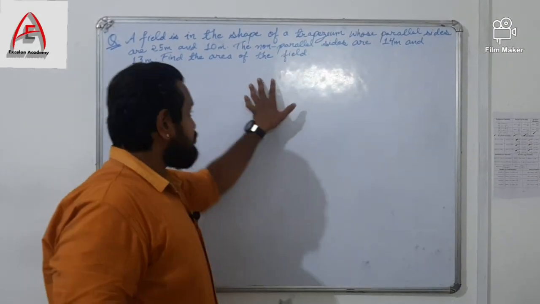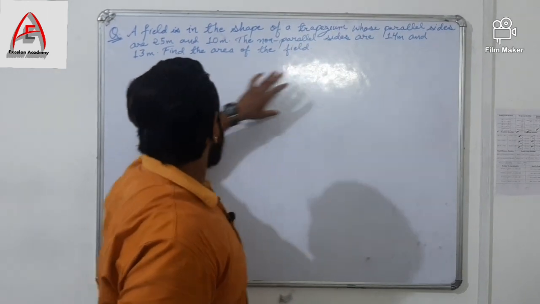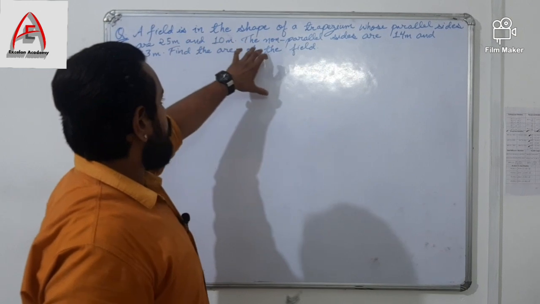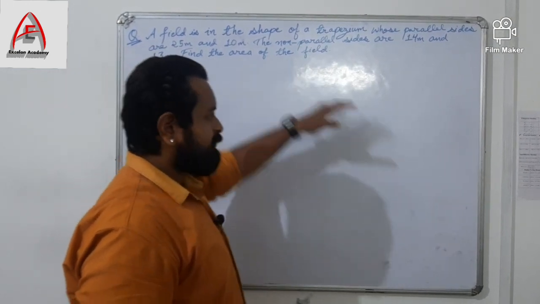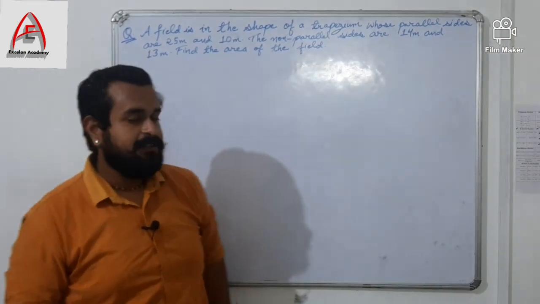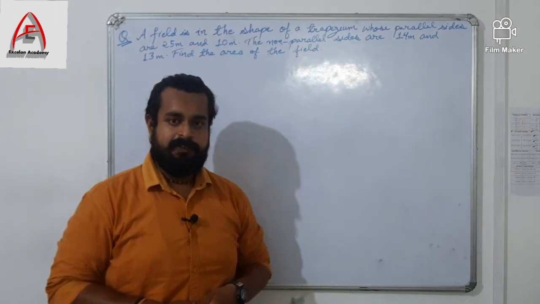So the first question is, a field is in the shape of a trapezium whose parallel sides are 25 and 10. The non-parallel sides are 14 and 13 meter. Find the area of the field. This question is different from the last questions which we have solved. This question is of trapezium.